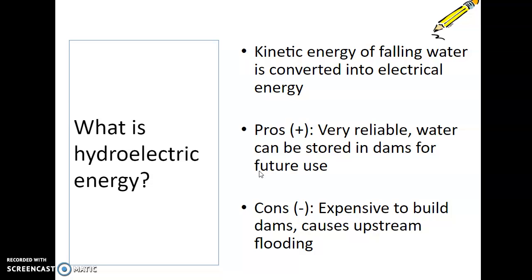And then hydroelectric energy. Hydroelectric energy is the kinetic energy of falling water, which is then converted into electrical energy. Kinetic energy is energy of moving objects, so that falling water is creating energy for us. The pros of this are that it's super reliable and water can be stored in dams for future use, which is really great. But it can be expensive to build dams, dams can take a really long time to build as well, and it can cause upstream flooding.